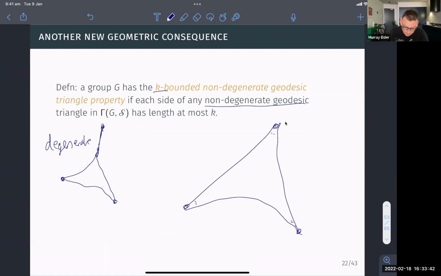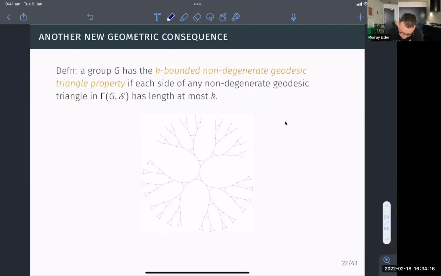So a group, with respect to a finite generating set, has this property if every non-degenerate geodesic triangle in the Cayley graph, undirected Cayley graph maybe, has side length at most K. A while to spit all that out. So that's a property. So it's stronger than being hyperbolic, because you can have very long geodesics, they just stay very close together. So this is a much stronger property than being hyperbolic. PSL is the only example that I'm giving you. And this one definitely has the bound where K equals 1.